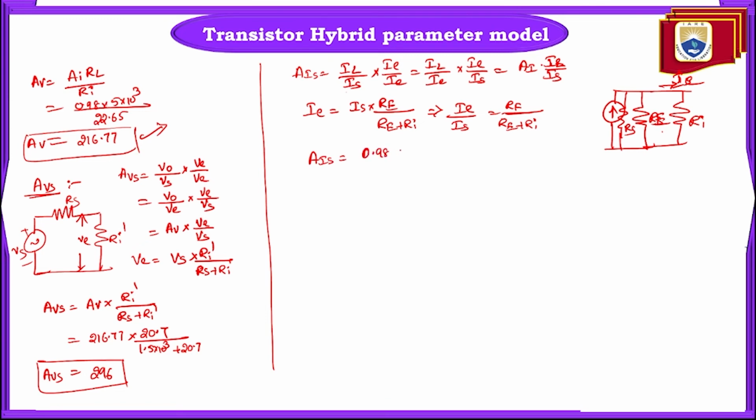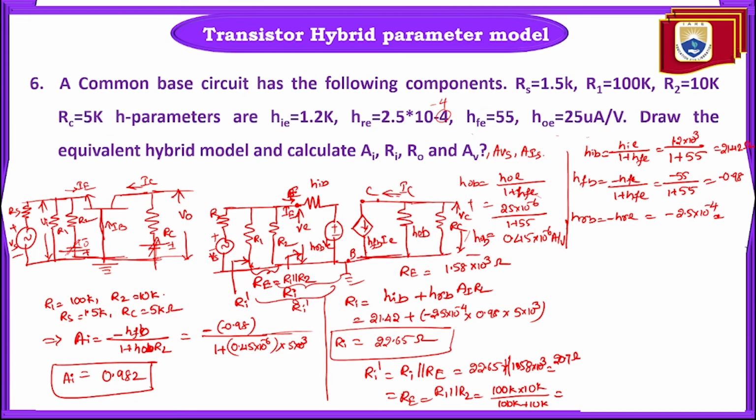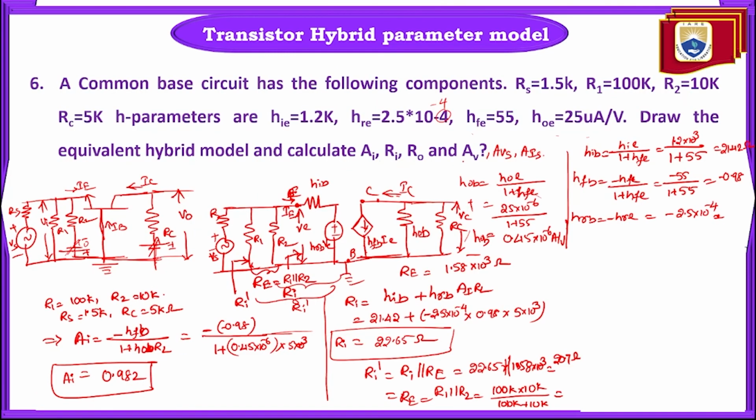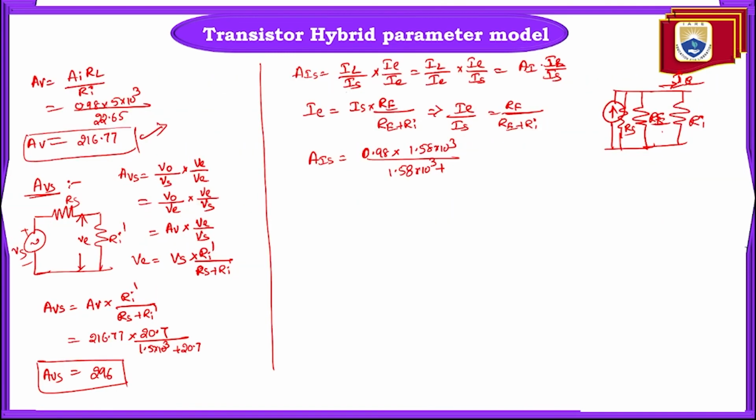Now AIS can be calculated as AI. The AI value is 0.98 into the Re value. What is the Re value? We have got R1 in parallel with R2. What is the value of R1 in parallel with R2? That is 1.58 into 10 to the power of 3 into 10 to the power of 3 divided by 1.58 into 10 to the power of 3 plus, here, this Ra value we have got as 22.65.